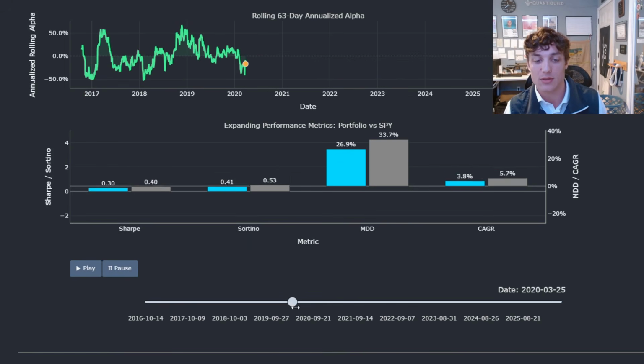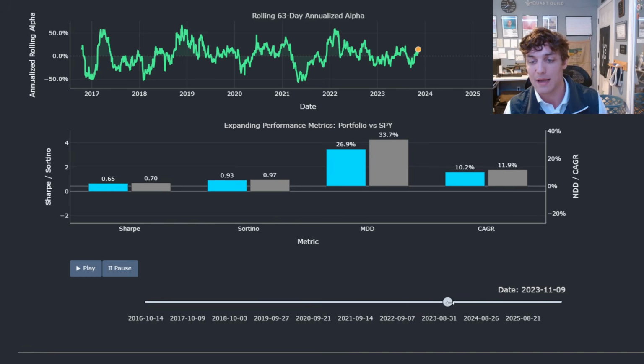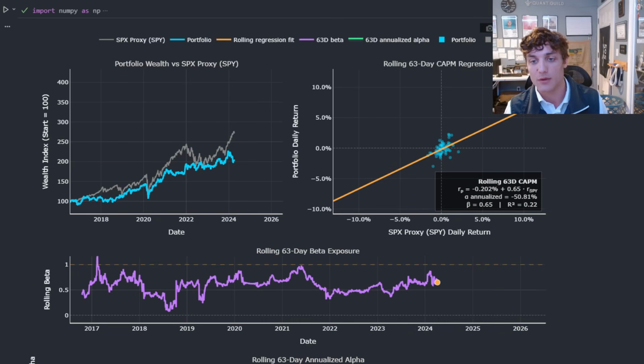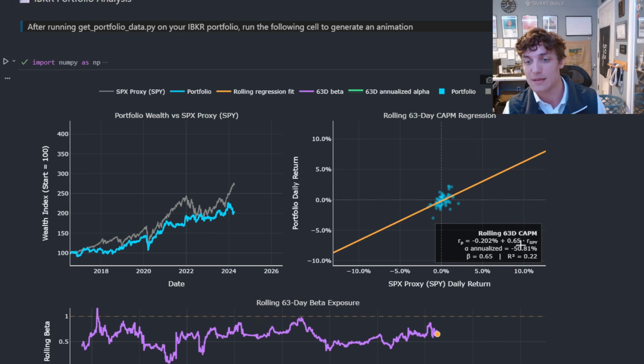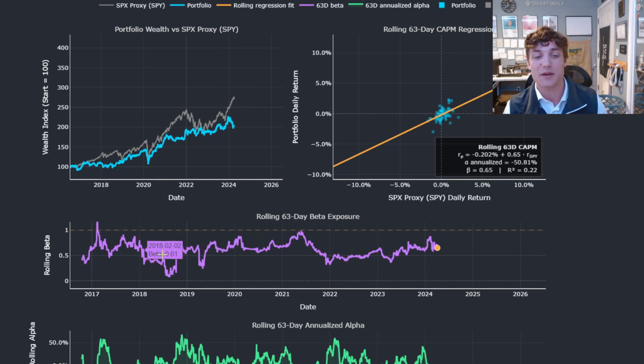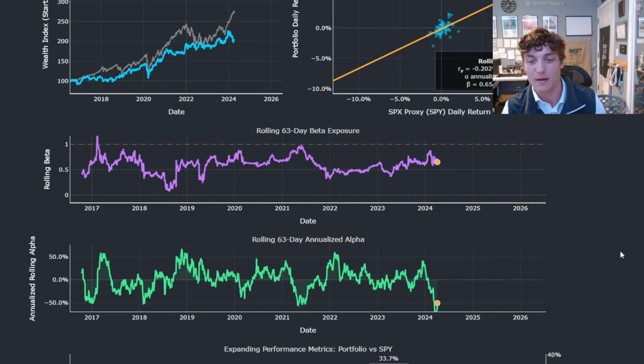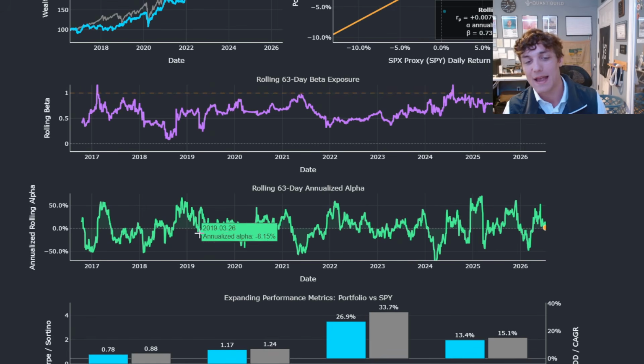Now, as we continue to move along in time, that exposure is going to change. So if we take a look now at the exposure, we can see that the beta is now 0.65. So the beta has actually gone down, and our alpha has also gone down. So we went from a roughly minus 30% annualized alpha to minus 50% annualized alpha. So we can see here that the beta is going to be roughly between 0.5 and maybe 1 throughout the life of this series. And our annualized alpha is just oscillating between negative 50% and positive 50%.